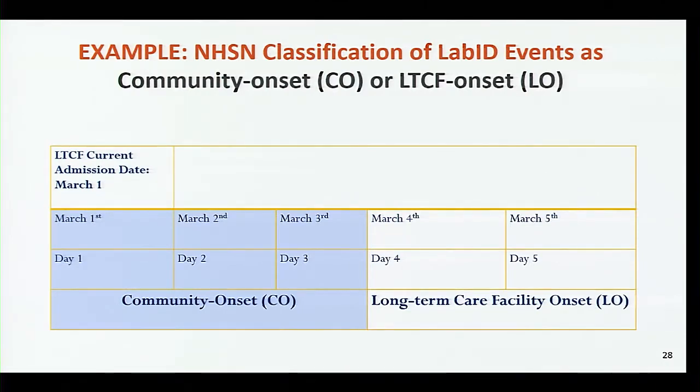And again, another visual to help you understand community onset versus long-term care facility onset. If the resident is admitted on March 1st, then any positive specimen on March 1st, March 2nd, and March 3rd will be categorized as community onset, and anything on day 4 or after goes to long-term care facility onset.